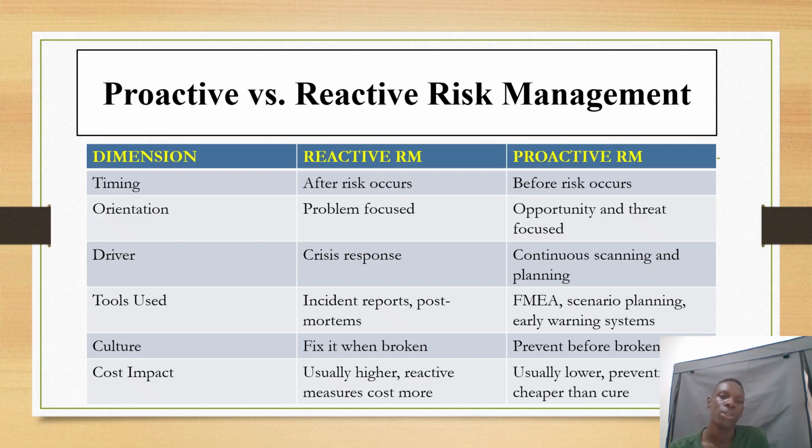Then if you talk about the culture, in the reactive you fix something after it is broken, but in the proactive, you prevent it from breaking. So this is preventing the risk from occurring. In terms of costs, reactive is usually higher because reactive measures cost more since the risk has already happened, while under proactive, the cost is usually low because you are trying to prevent it from occurring.